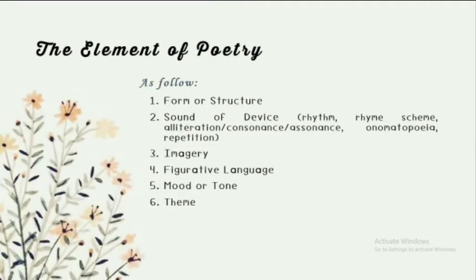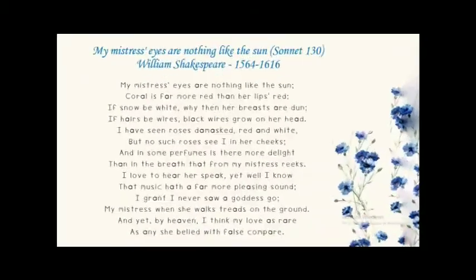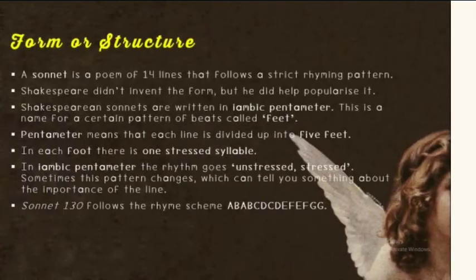The elements of poetry are as follows: 1. Form or structure. 2. Sound devices, such as rhythm, rhyme scheme, alliteration, consonance or assonance, onomatopoeia, repetition. 3. Imagery. 4. Figurative language. 5. Mood or tone. And the last, theme. And this is the poem.